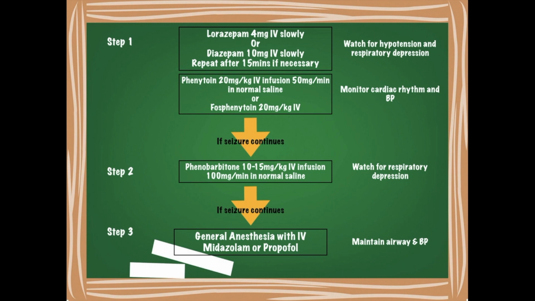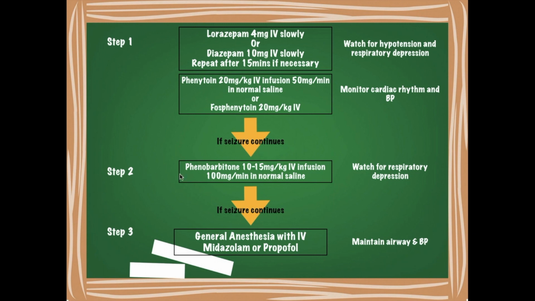So let's begin with step 1. Always give lorazepam 4 mg or diazepam 10 mg IV and slowly. Repeat this step after 15 minutes if the seizures still continue. Instead of lorazepam and diazepam, you can also use phenytoin or fosphenytoin.